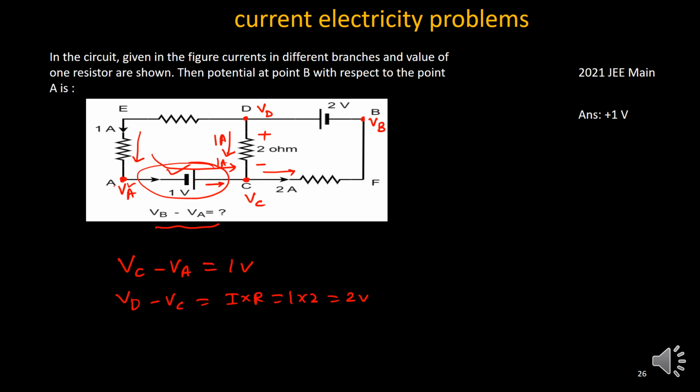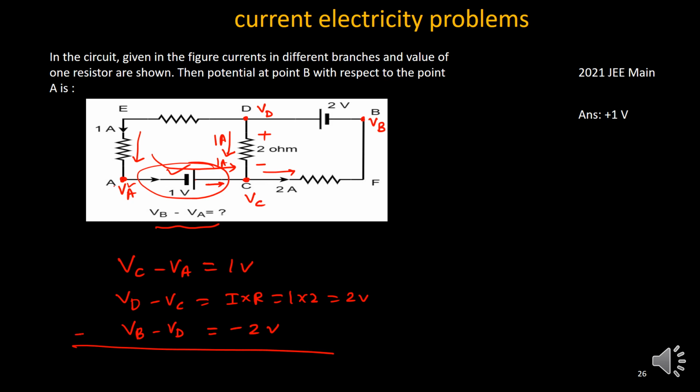Okay. Now this VD and VB. So VB minus VD. Okay. Now you see this VD is more. With this VB 2 volt is added, we will get VD. Okay. So VB minus VD will be the opposite, negative. Because VD is more compared to VB by 2 volt. So VD minus VB is 2 volt, but VB minus VD is negative of that, minus 2 volt.